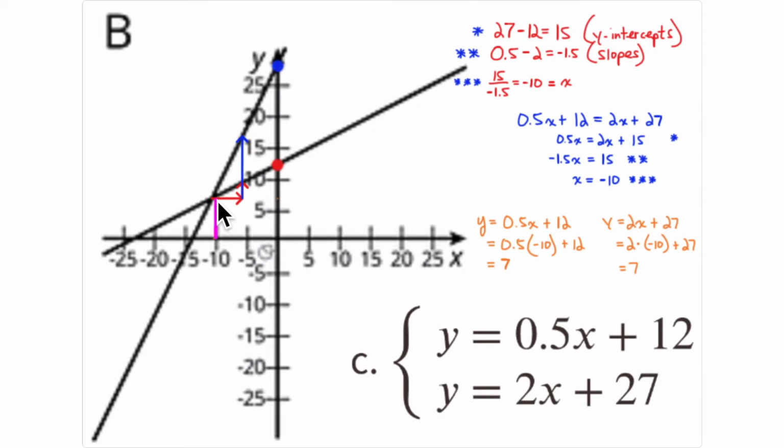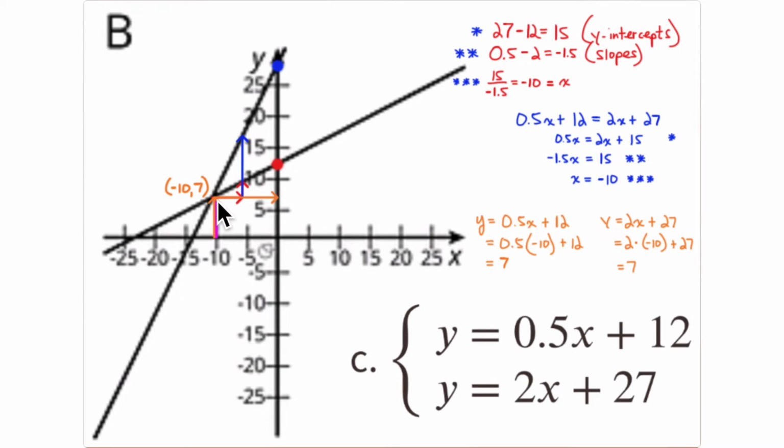So this point right here, the solution to the system of equations, is -10, 7. So at this point, when you use x equals -10, you will get the same y-coordinate, which is 7. So that's the solution to the system of equations. That's the intersection of the graphs.